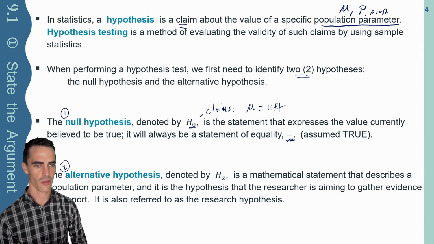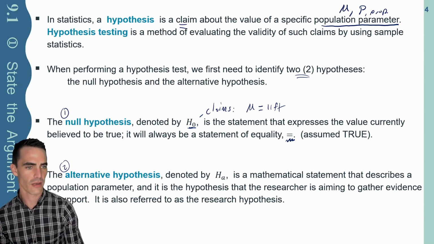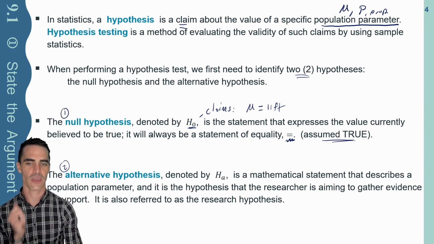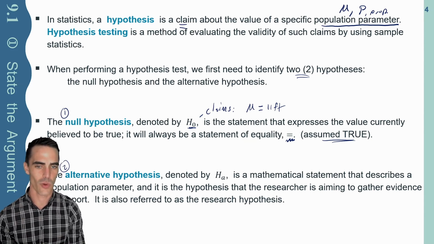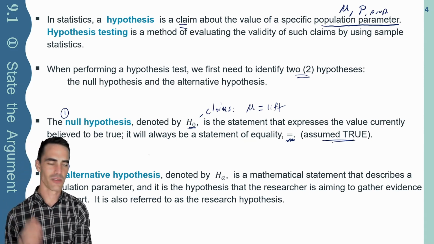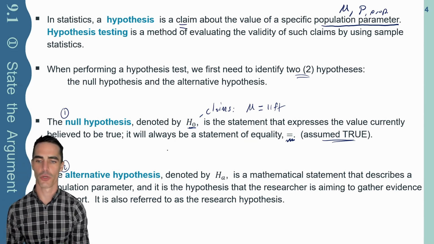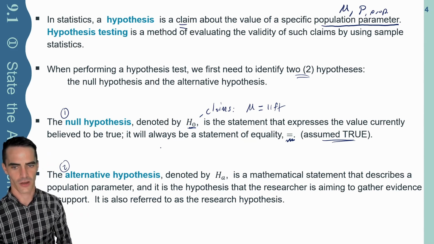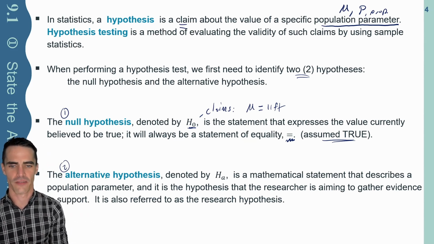They're always going to claim, hey, look, it's 11 feet, don't worry about it. And this is always assumed to be true. In fact, oftentimes they call the null hypothesis the status quo. It is what it is, and it is what it always has been. Assumed true. But we're stepping up, we're setting this argument because we have an alternative hypothesis.